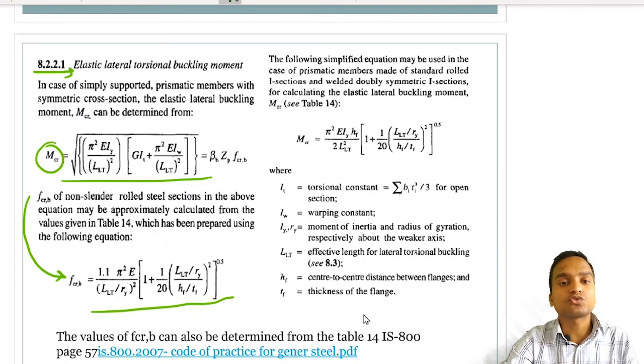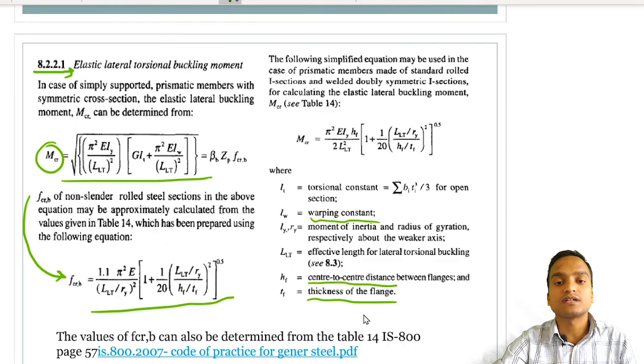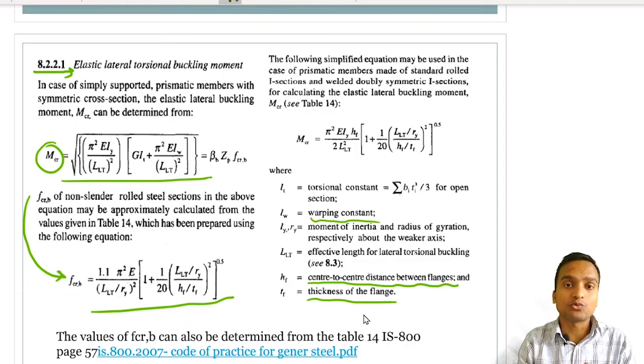And here most of the things are provided, and if not given, then we can take from the IS code. And here It is the torsional constant and Iw is the warping constant, and this is the thickness of flanges tf, hf is the center to center distance between flanges, and LLT is the effective length for lateral torsional buckling, and Iy and ry are the moment of inertia and radius of gyration respectively about the weaker axis. So this is how difficult it becomes to design the laterally unsupported beams.